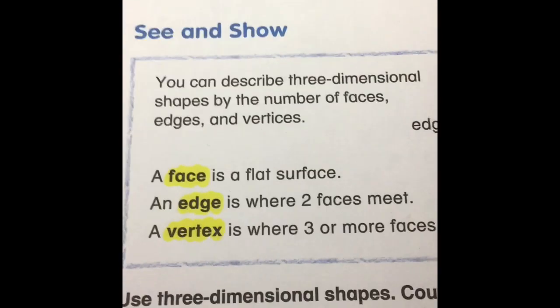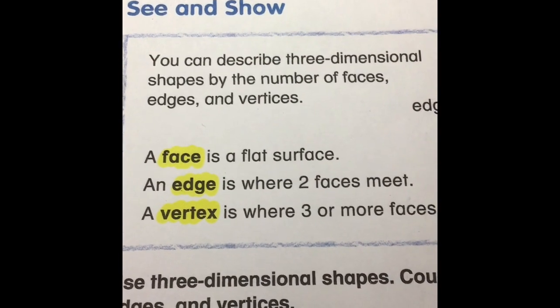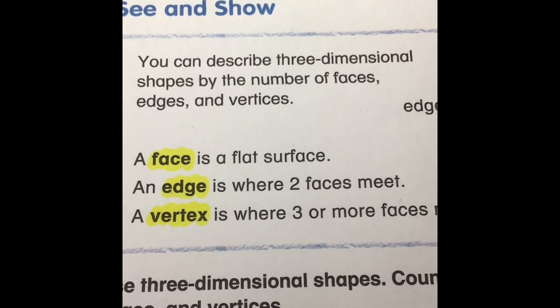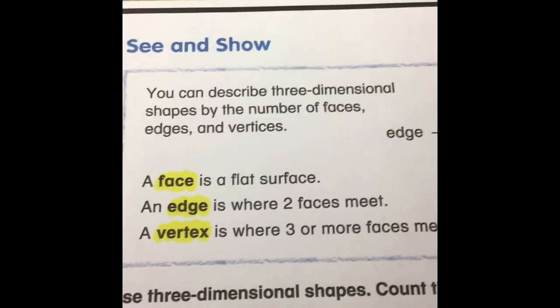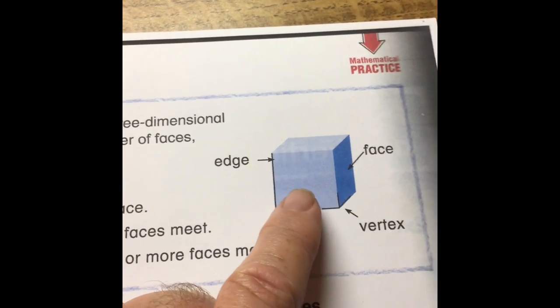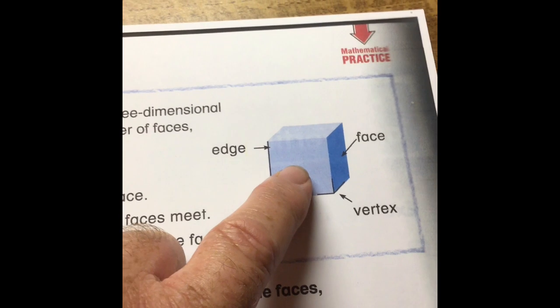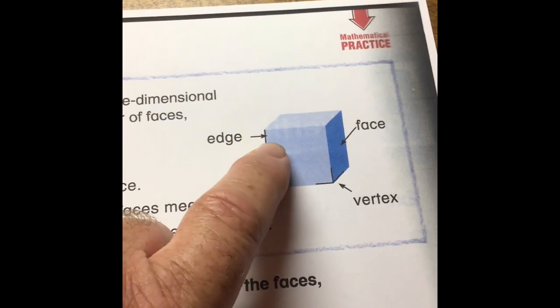Today, we're going to be looking at the three-dimensional shapes a little closer. You can describe three-dimensional shapes by the number of faces, edges, and vertices. Oh, what does that mean? Well, here's a picture of a cube, and this is an edge. This is where two faces meet.